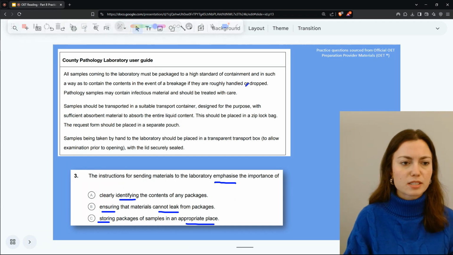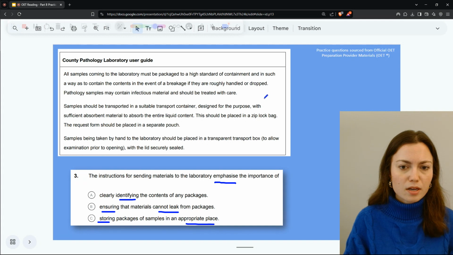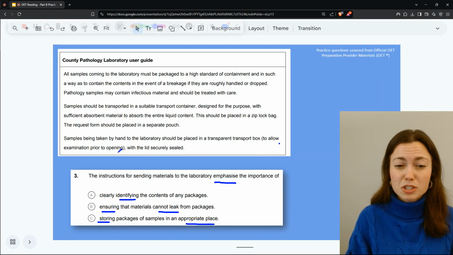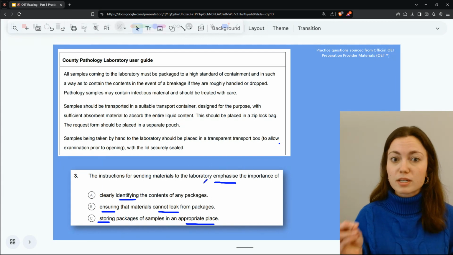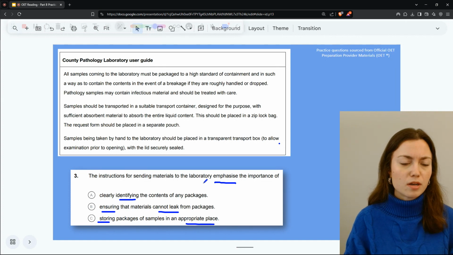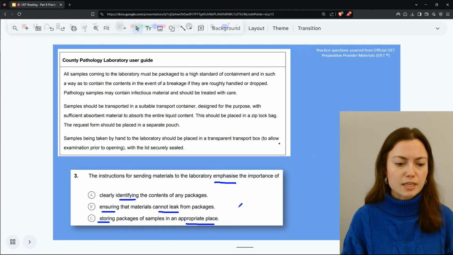So let's go through this and look at some of the language clues. First of all, let's see identifying the contents. Let's see if there's any evidence in here for A. At the very end, there is, laboratory should be placed in a transparent transport box to allow examination prior to opening. Whether that's actual identification of it is unclear. So it's a bit vague.